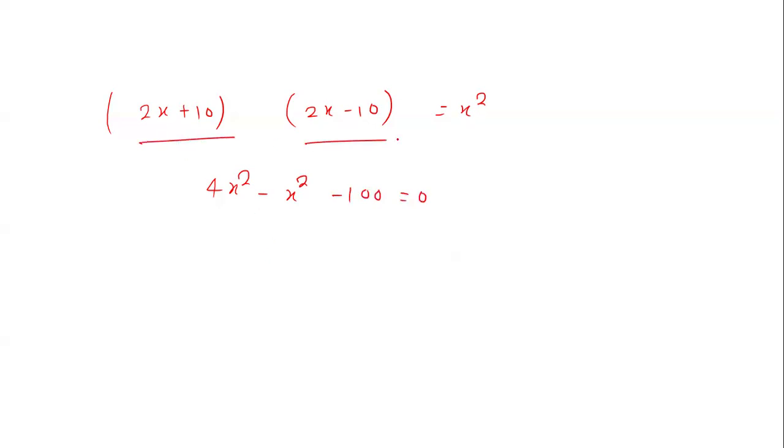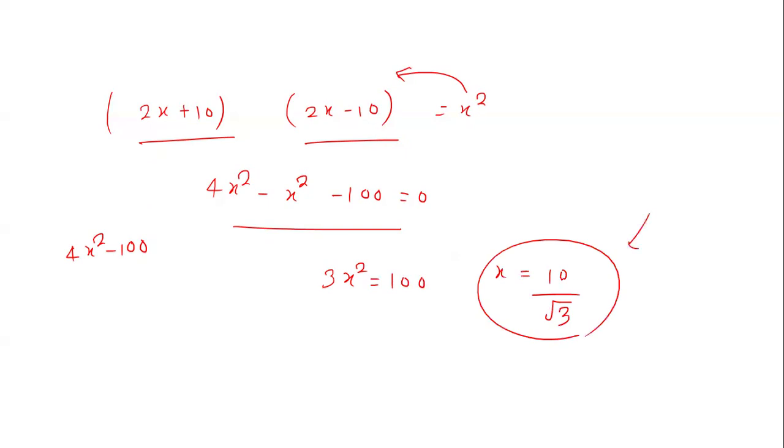What is the relation? 2x plus 10 times 2x minus 10 is equal to x square. From here you can solve this. Here it is a plus b, a minus b, so the product is 4x square minus 100. If you take x square to this side, we get 3x square is equal to 100. So x is equal to 10 by root 3. So we calculated the value of x.